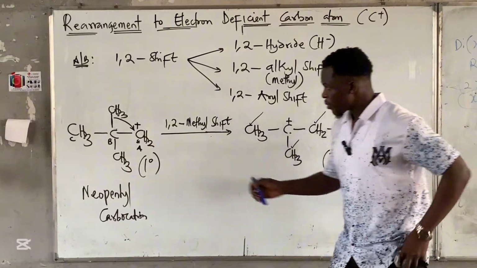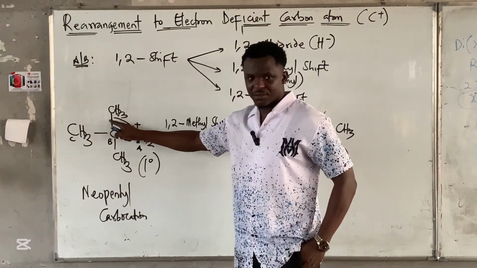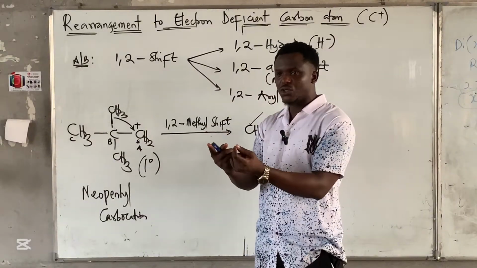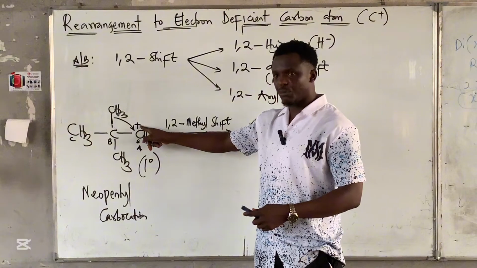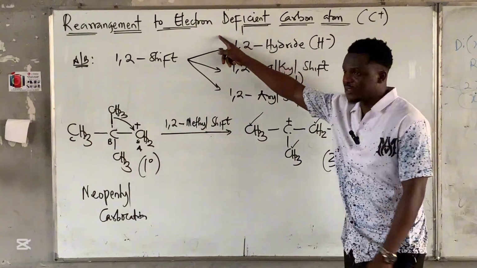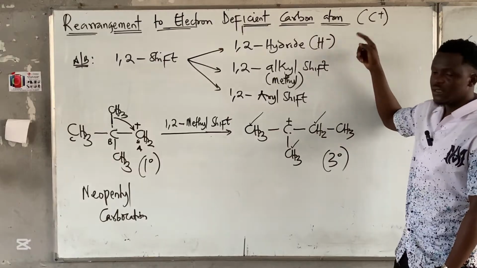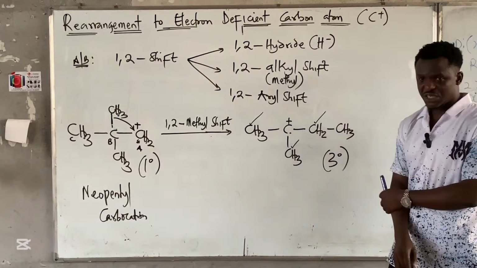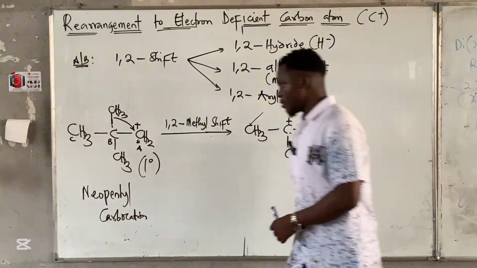So if you notice, what are we migrating? Methyl. Where is the migration moving towards? What is the terminus of the migration? A carbon with a positive charge. Hence, the reason why we said rearrangement to electron deficient carbon. And I told us that electron deficient carbon is carbon with a positive charge. Alright? Okay.